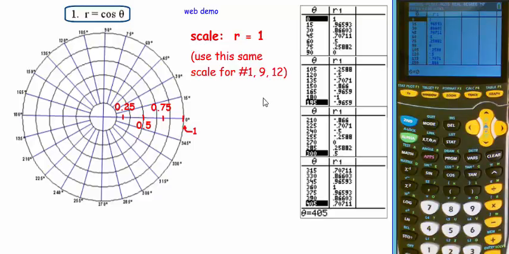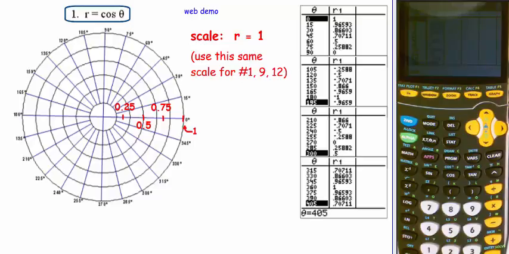And we're going to use the same scale for 1, 9, and 12. 13 is a little bit different. And so here we're going all the way out to 1, and there are 6 rings, so that means halfway, 3 rings is going to be 0.5. 1.5 rings will be 1/4, so 0.25. And then we can also mark off our 4.5 rings as 0.75, 3/4 of the way out. All right, so now we'll plot in each point.